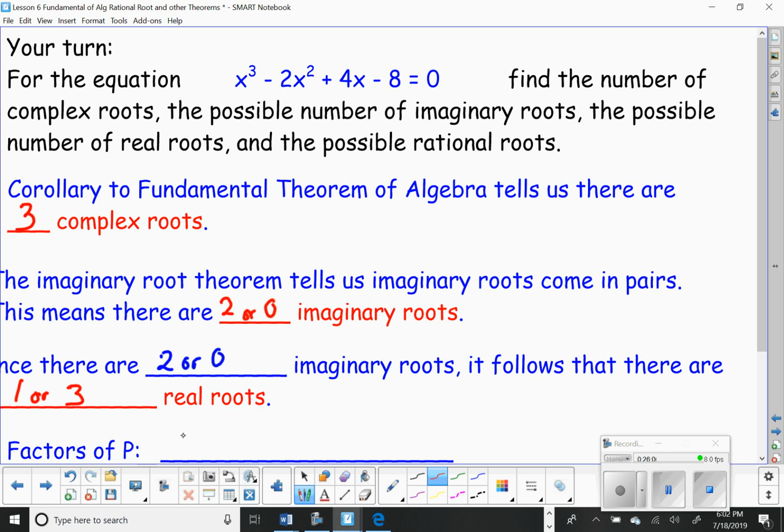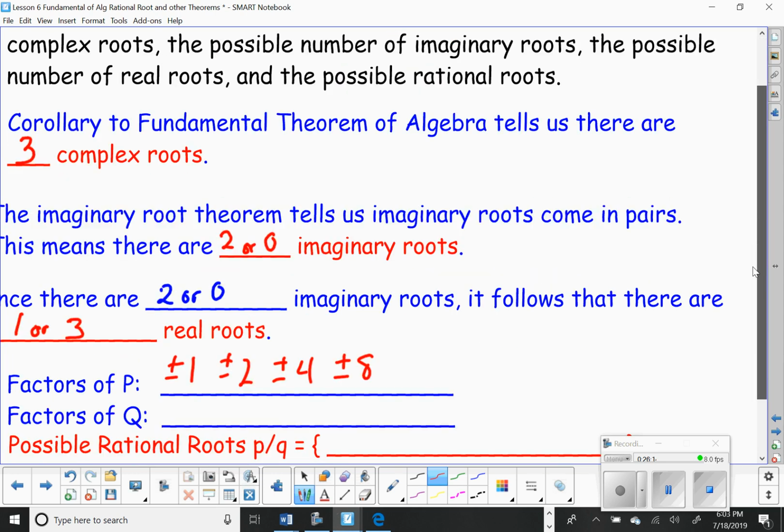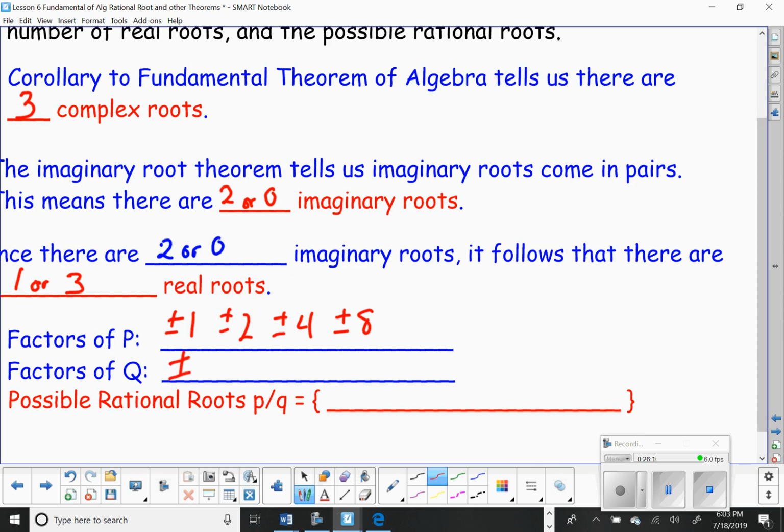My factors of P, and again, remember Q, tip, plus or minus 1, plus or minus 2, plus or minus 4, plus or minus 8. Q happens to be 1, which is ever so helpful. Plus or minus 1, which means the possible rational roots are plus or minus 1, plus or minus 2, plus or minus 4, plus or minus 8. If Q was 2, then you wouldn't repeat any of the possible rational roots. You only list the ones that you know about.